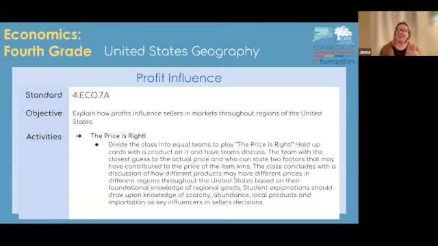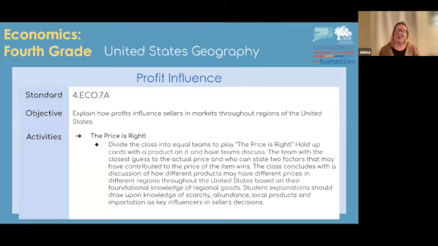So if it isn't local, well, maybe the price they decided had to be more because it had to be imported, right? So therefore, we're drawing upon that knowledge. Maybe it's something that's scarce that they don't have a lot of. So again, they bid higher because they know that it's a limited quantity and the number would go up. So the class concludes with a discussion then on how different products may have different prices in different regions as well throughout the United States.